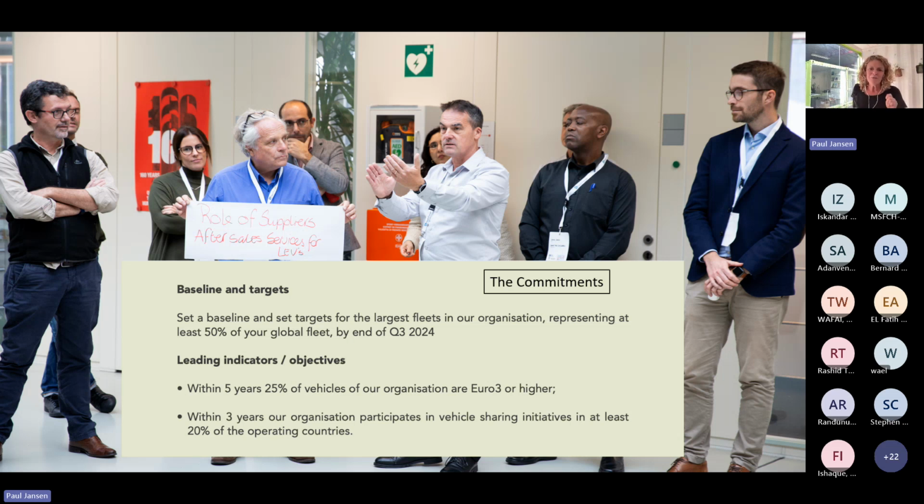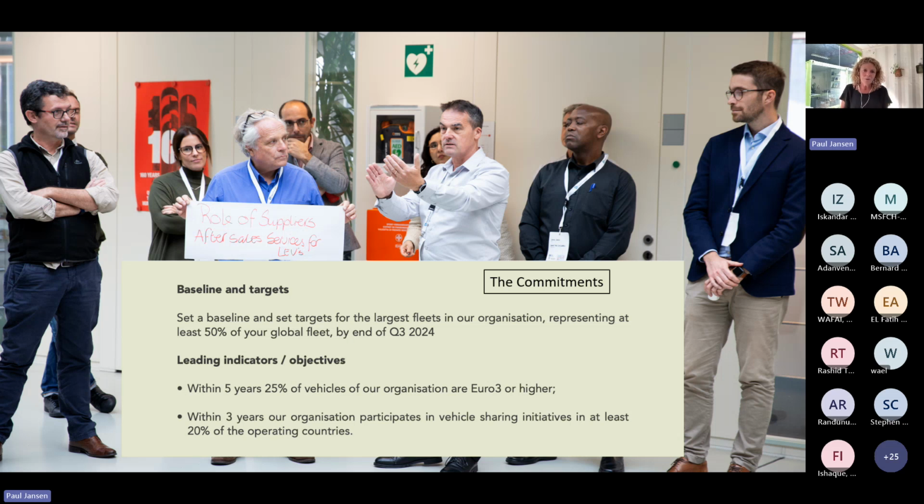Other commitments that organizations have signed up to, which will help to achieve those targets, are that within 5 years, 25% of the vehicles of our organizations are Euro 3 standard or higher. And the last one is that within 3 years, our organization participates in vehicle sharing initiatives.